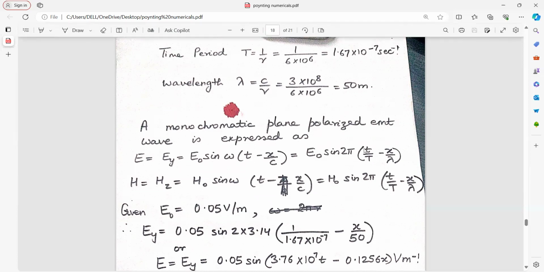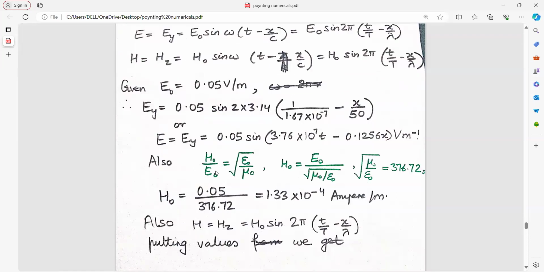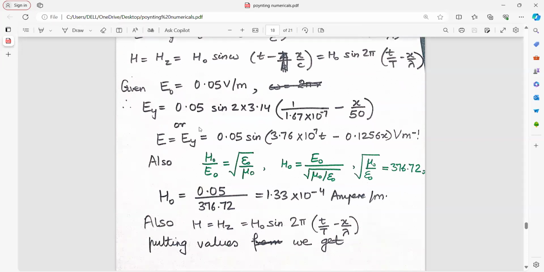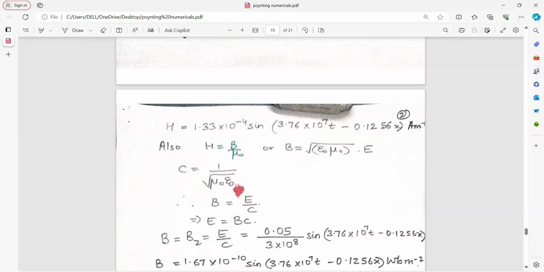Now, monochromatic plane polarized EM wave is expressed as EY is equal to E naught sine omega into T minus X by C. Put these values here and straight away what they have given you in the numerical, all the values, you put them. One more formula you can use is H naught upon E naught is equal to under root epsilon naught upon mu naught, or inverse of it. The standard value is 376.72, and you put these values and you get H here. This is what has been asked in the numerical.